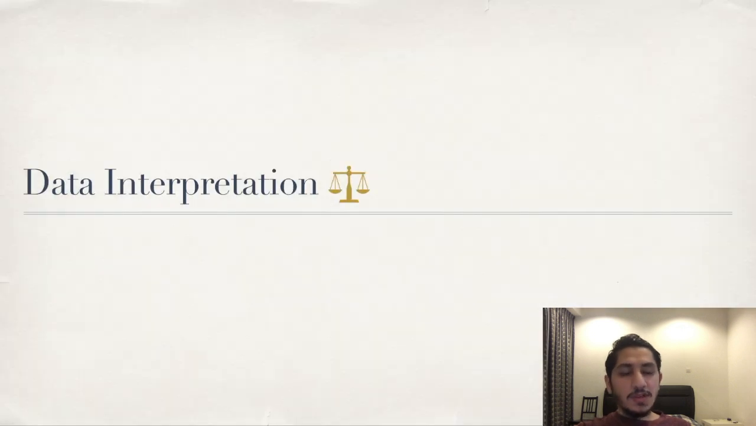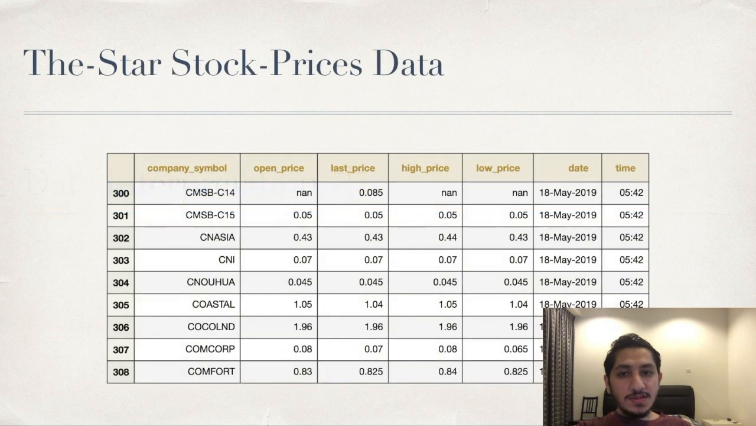For example, here the star data, we see the rows of the data. So for data interpretation, we needed to interpret the data to know which data is suitable for analysis and which data is not suitable for analysis. So first, the stock prices data from the STAR website. Here is a sample of the data.